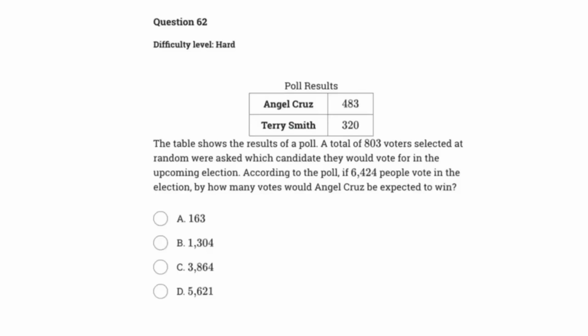It shows the results of a poll. A total of 803 voters selected at random were asked which candidate they would vote for in the upcoming election. According to the poll, if 6,424 people vote in the election, by how many votes would Angel Cruz be expected to win? So these 803 voters are selected at random. So whatever results we get from them, we can pretty much scale them up or expect the same proportion or ratio as if it was 6,424 people.